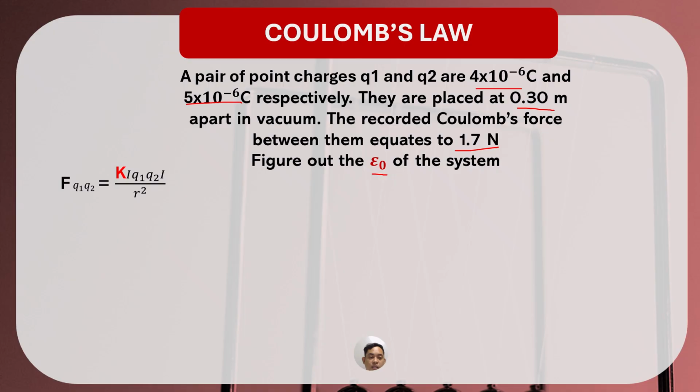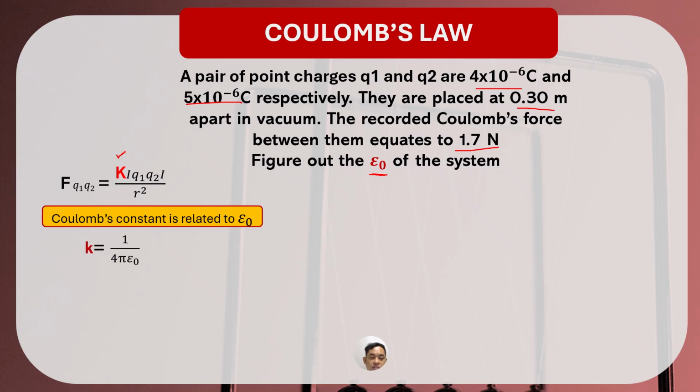We will be using the Coulomb's equation, but this time we will unpack the Coulomb's constant because we need to figure out the epsilon naught. So we need to have a variable of epsilon naught in our problem. But in this case, we cannot see it. So we need to unpack Coulomb's constant here. Coulomb's constant is related to the epsilon naught. As you can still recall, the Coulomb's constant is equal to 1 over 4 pi epsilon naught. So we have the variable epsilon naught here. We will isolate it later on.